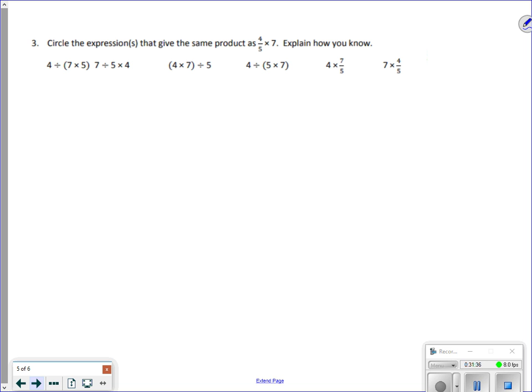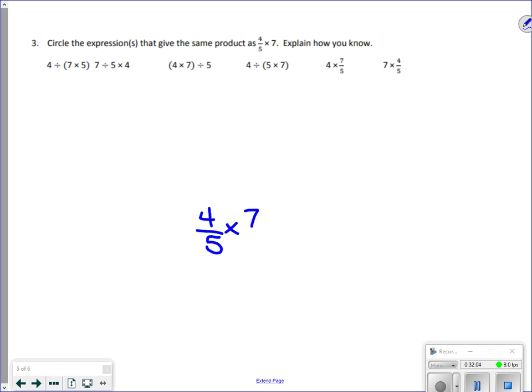Okay, now for this. This is not as much work as you think it is. It really is not. Circle the expressions that give the same product as 4/5 times 7. And it says explain how you know. Really, your explanation is just showing your work a little bit. I don't need like a paragraph.